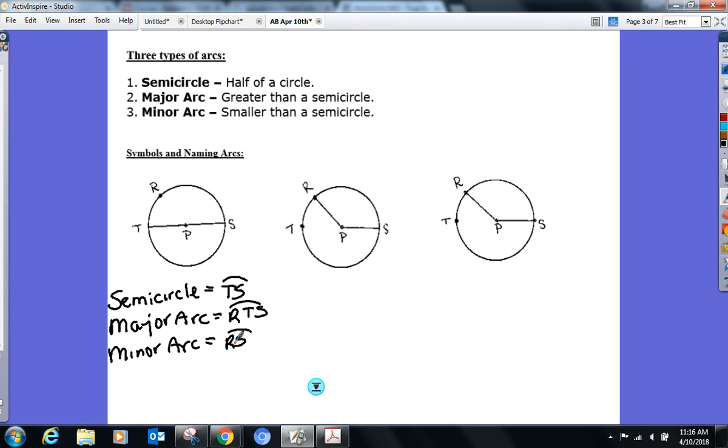Everybody good with semi versus major versus minor before I let you do a little group assignment? Okay. In your group, on the second diagram, find a minor arc for me. And on the third figure, find a major arc.